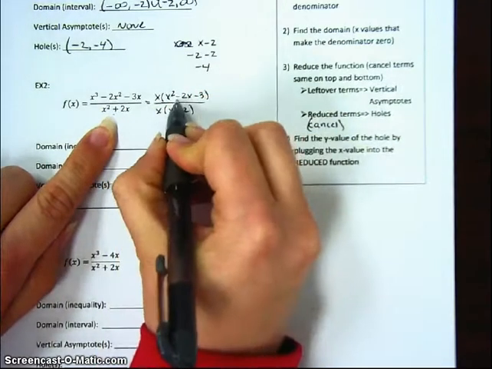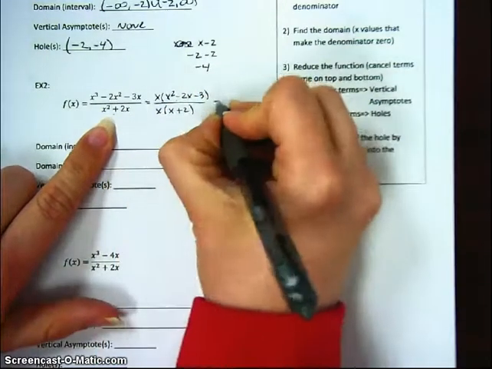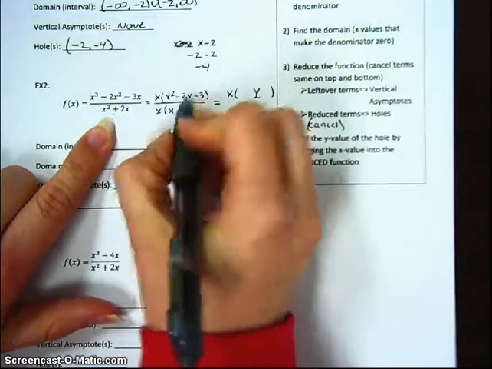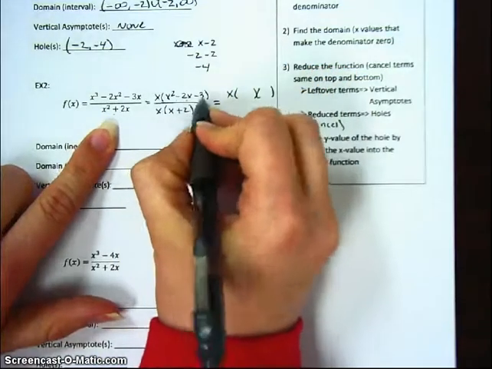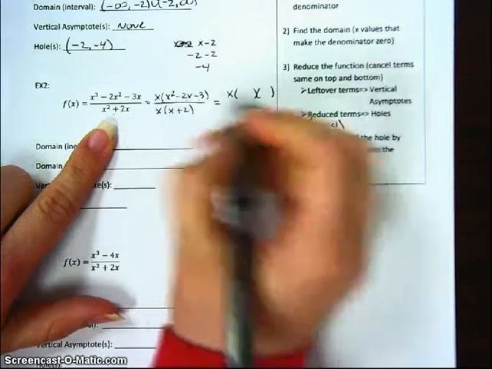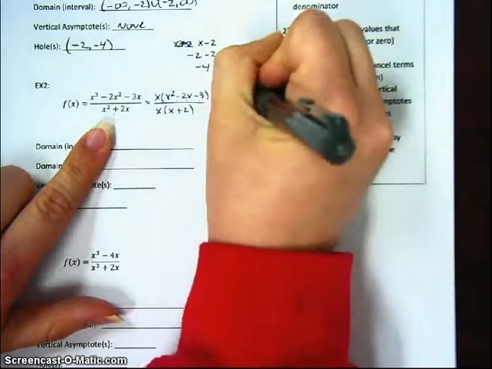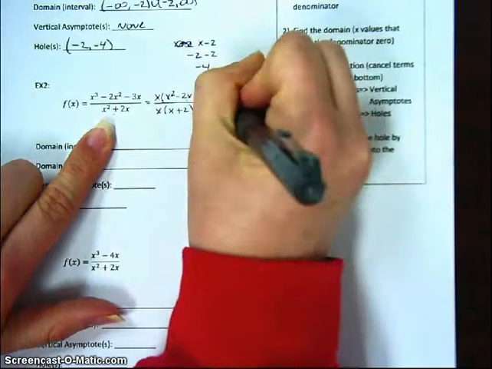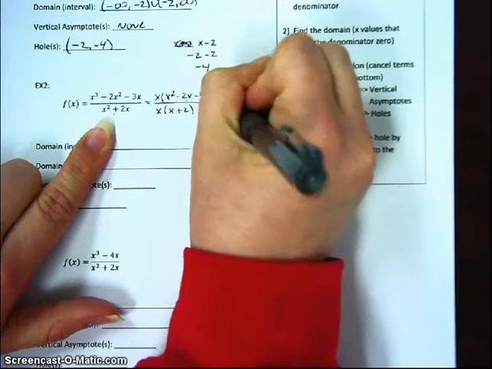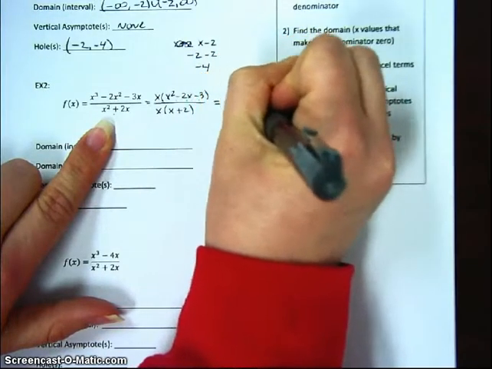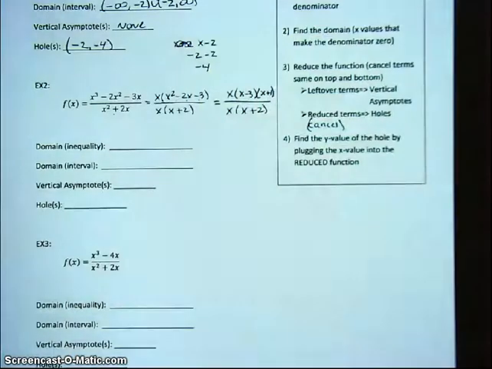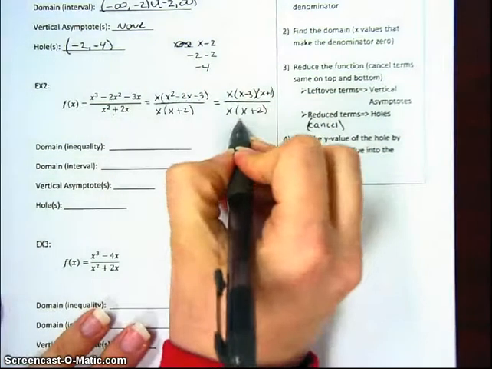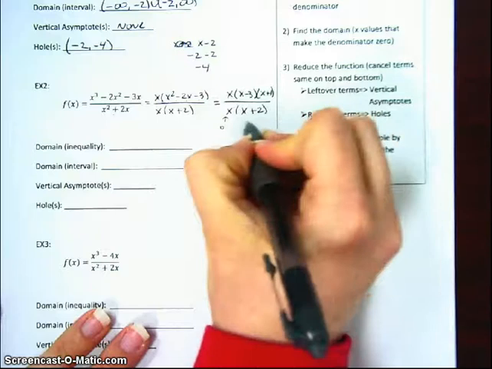On the top, I still have the x squared, so it can actually be factored one more time. We'll have x and then x squared minus 2x minus 3. Multiplies to be -3, adds to be -2, would be x minus 3 and x plus 1. On the bottom, we'll have x plus 2.